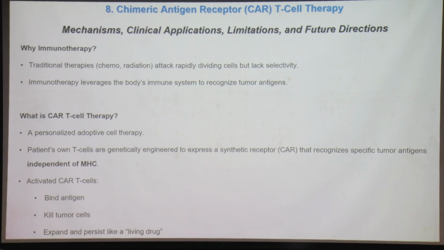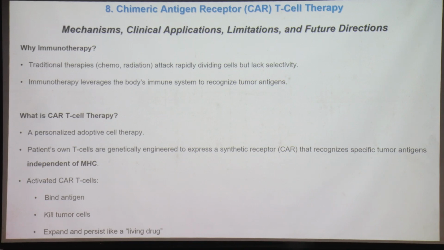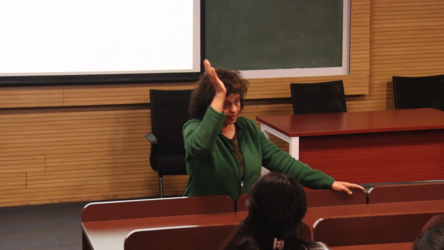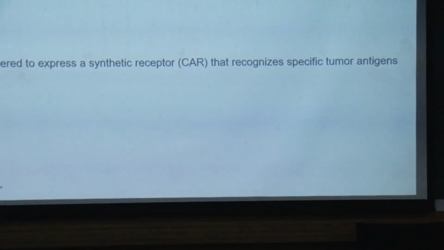So we take the T cells out of the patient, then we put the DNA for that receptor there along with a lot of other things, and that receptor is expressed in that T cell, right? And when you give the T cells back to the patient, the T cells will go and bind there and they will kill the tumor cell. So that is what it is. It is a personalized adaptive cell therapy.